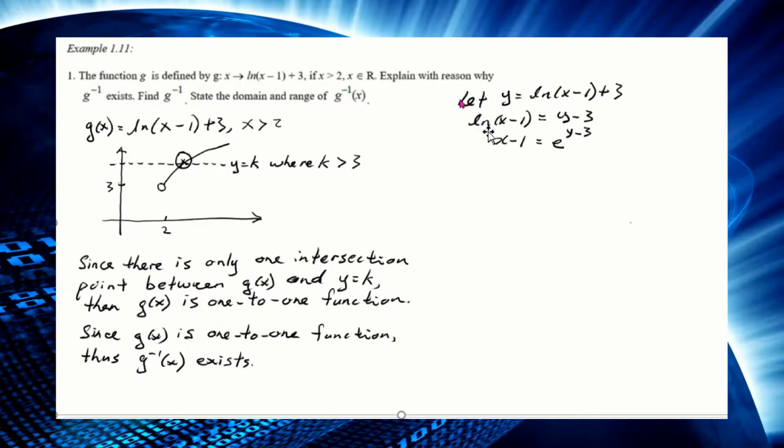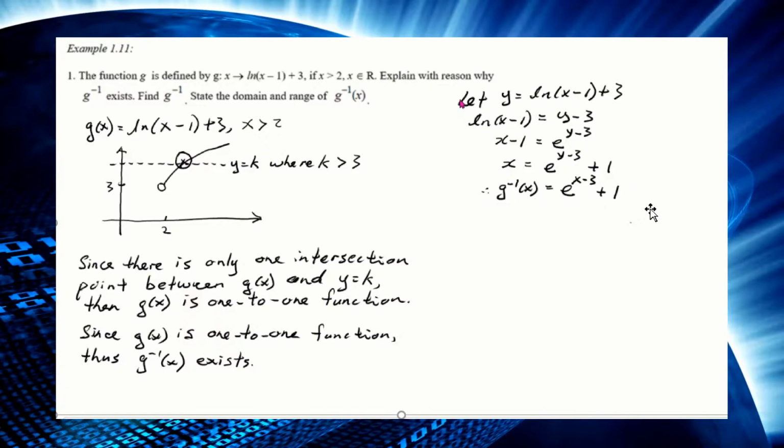So when e is shifted to the right hand side, it becomes e to the power of y minus 3. Then finally we shift 1 to the right hand side, becomes x equals e power y minus 3 plus 1. So we rewrite this in inverse function form. So the inverse function form is e power x minus 3 plus 1. So generally this is the inverse function for g(x).